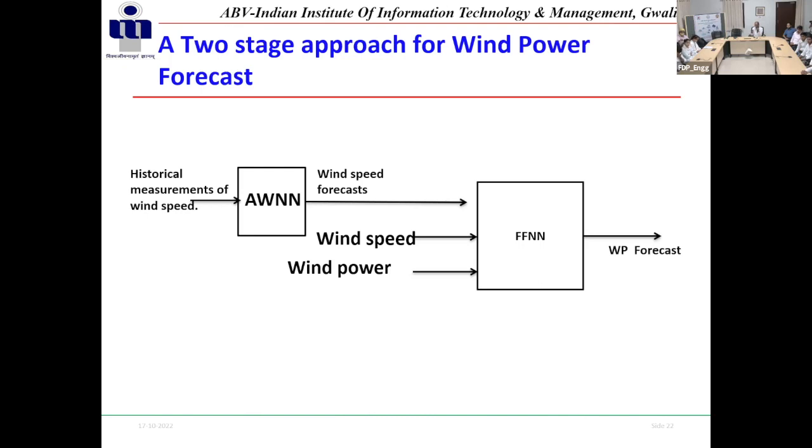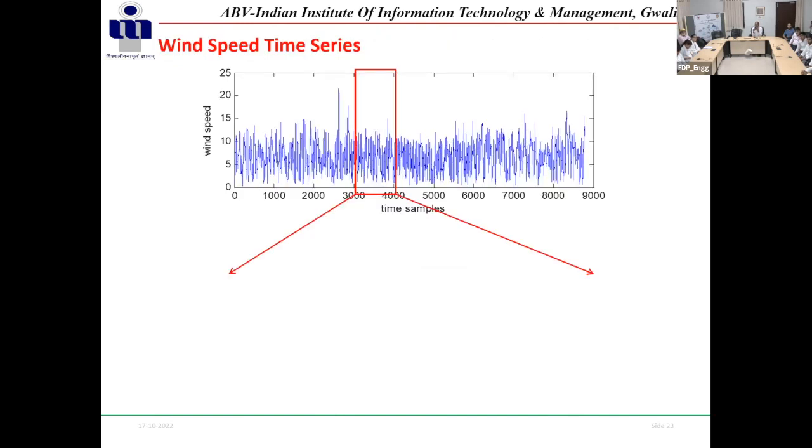I forecasted that, and you can see the wind speed forecast and actual at this time. Using that forecast and the past power data, I forecasted wind power. Two models were used: the adaptive wavelet neural network and the feed-forward neural network. What is the difference between the neural networks? You can see in this data, we took a certain portion of the time series data.